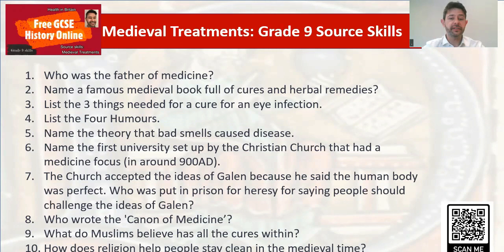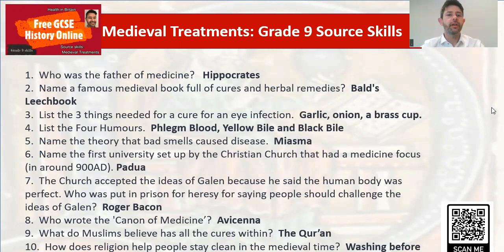Right, so here are the answers then. We are looking at question number 1. Who was the father of medicine? And that famously is Hippocrates. So you can often be asked about ancient people and how they have impacted the medieval treatments. So Hippocrates and Galen will be your two people to be aware of, the ancient Greeks and Romans, and how they impacted that time. And of course, the Christian church liked their ideas, as we'll come to in a bit.